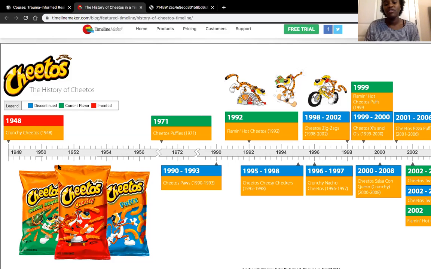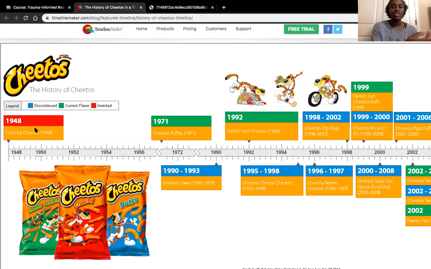Also, before I continue even further, there is this legend. You see this legend up here? Sometimes they'll have a legend where it has different colors. You see how 1948 is red, and then this one is green, this one is blue. So the blue means discontinued. That means it's no longer in stores, no longer available to you. Green means it's a current flavor, so it's still around and people are still enjoying it. And then red means invented. So 1948 is when the Crunchy Cheeto was invented because it's red.